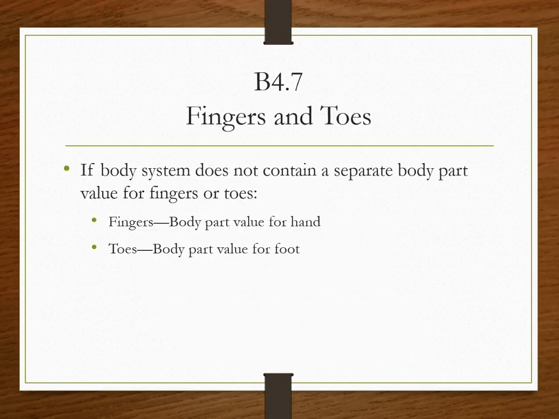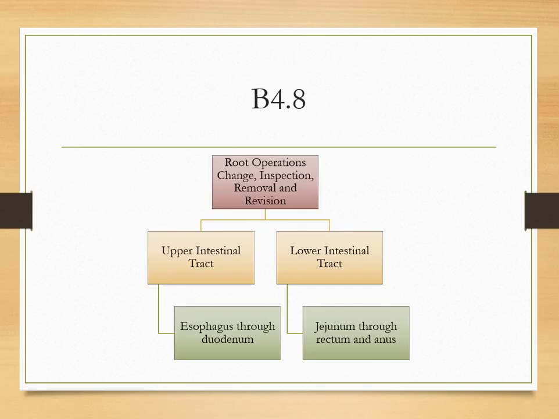Next up, B4.7, fingers and toes. If a body system does not contain separate body part values for fingers, procedures performed on the fingers, we're going to code it to the hand. If the body system does not contain separate body part values for toes, toes are, of course, coded to, you guessed it, the foot.